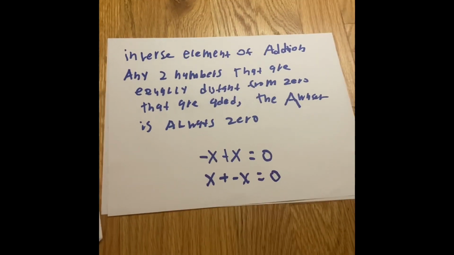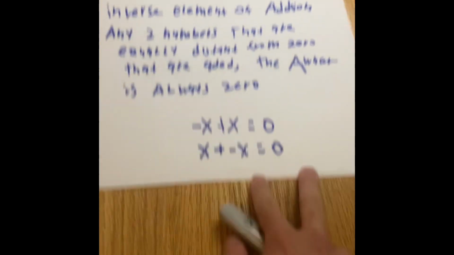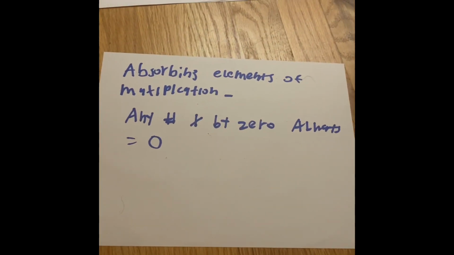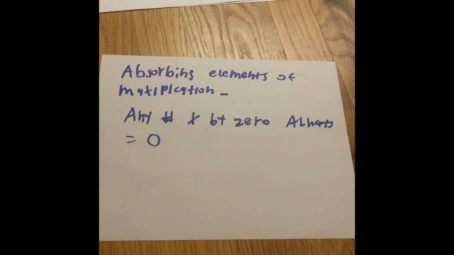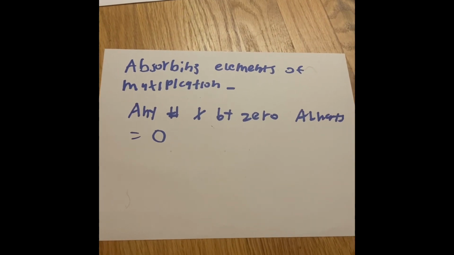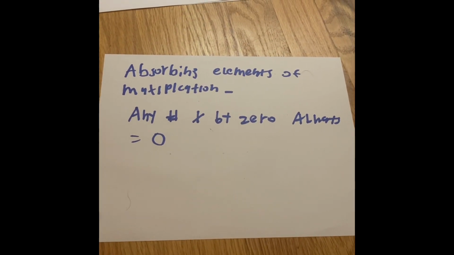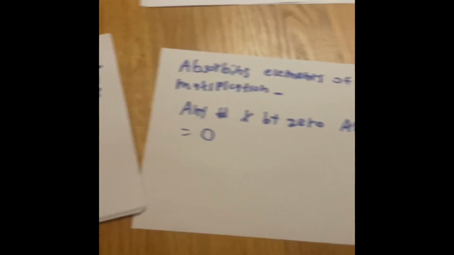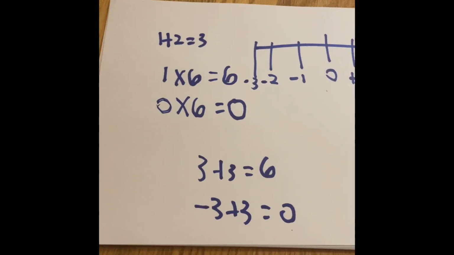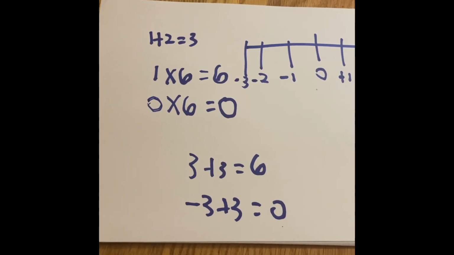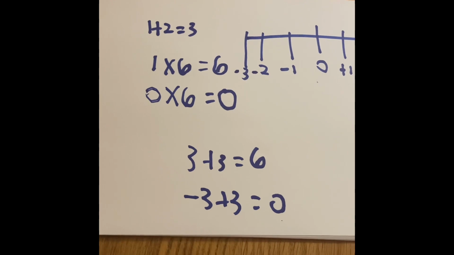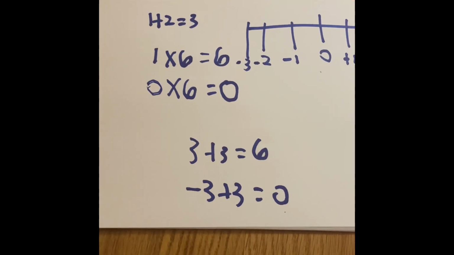Let's learn the next thing: absorbing elements of multiplication. There are a lot of zeros in this. Any number that's multiplied by 0 is always going to equal 0. That's what we explained in the earlier video when we talked about factors and how many kids get things incorrect on the fact fluencies.